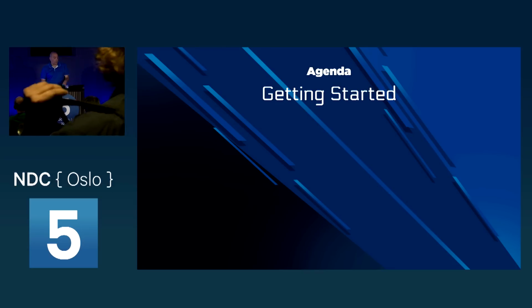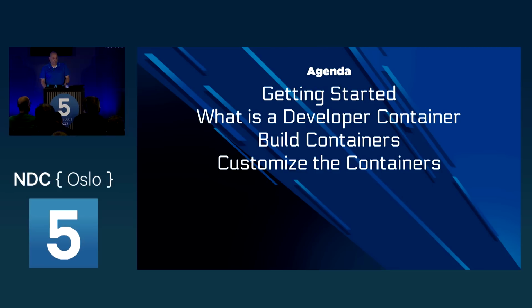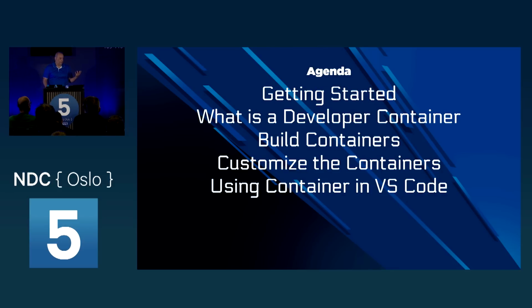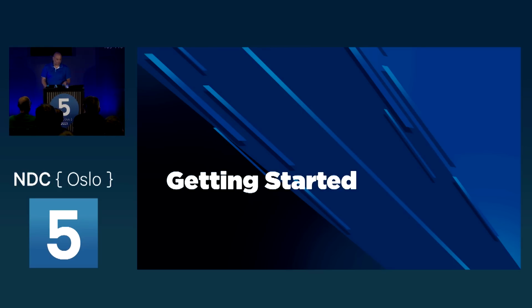So the agenda, we're going to first start with getting started with dev containers. Then we're going to talk about what a dev container actually is. Then we're going to build some containers. Then we'll customize them. Then we'll walk through how you use them in Visual Studio Code. Then we'll play around with a container within a container, or basically two containers together in one project. And then we're going to show you an example of how you can use this to open up your project on GitHub without needing anything on your local desktop outside of some form of internet browser.